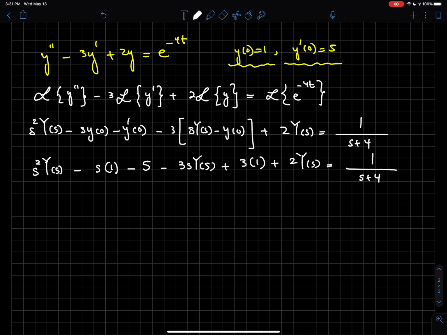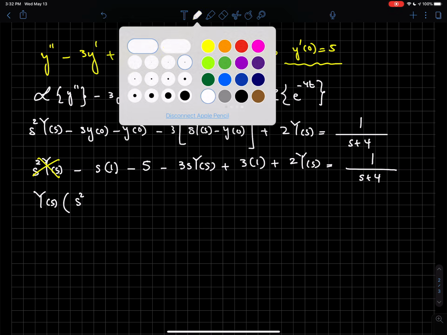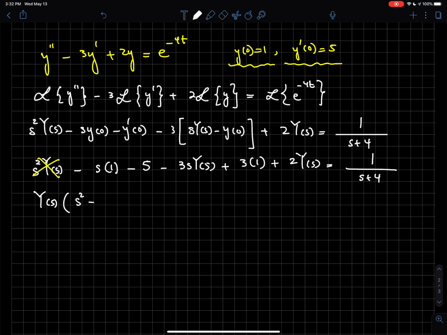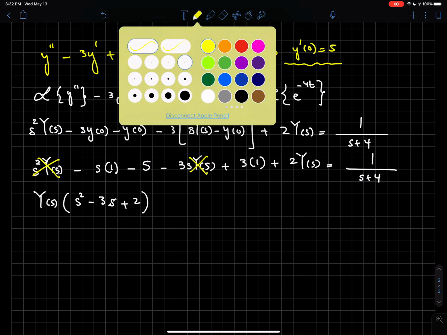Okay, so let's combine like terms here. I'm going to take all the Y of s's and put them together. So let's see, Y of s, I'll end up with s squared. So that one's gone. Then the next one is negative 3s. So now this is gone. And then the next one is plus 2. So now this is gone.